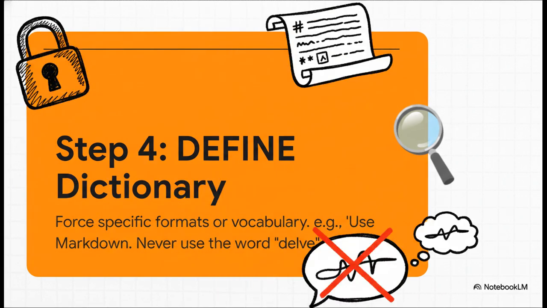Now this is where it gets really interesting. You can set hard constraints. Step 4 is the dictionary. Here, you can enforce formatting rules, like always use Markdown. Or, and this is great, you can forbid specific words. Are you sick of seeing the word delve in every single AI output? Well, you can literally program it out of the AI's vocabulary for this entire session.